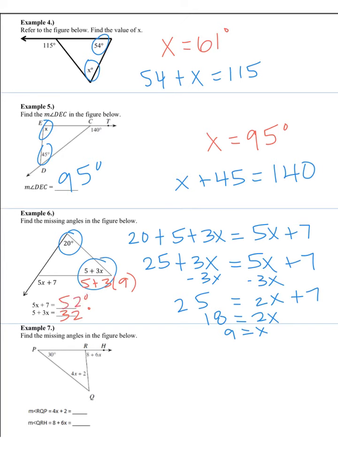Now, easy way for you to check this, you know that this one is 32 once you solve for it, and 32 plus 20 does give us our outside angle of 52.